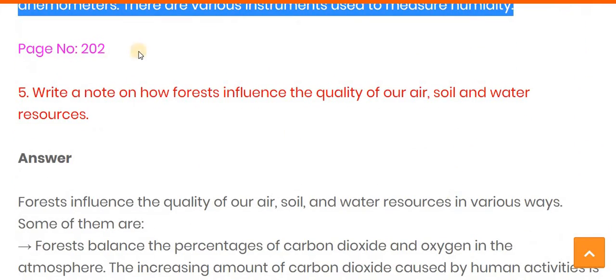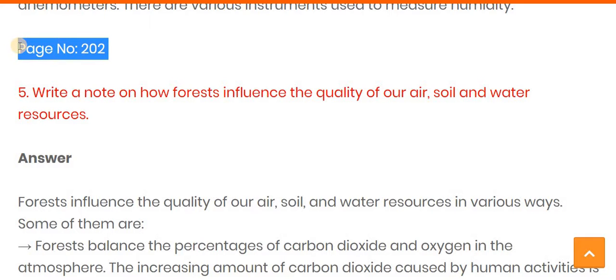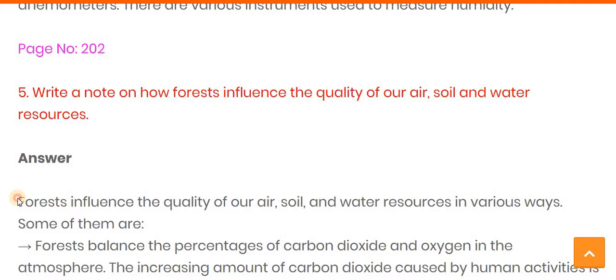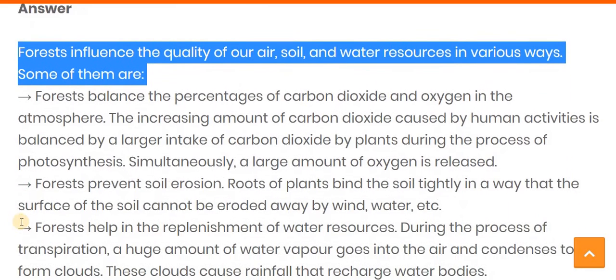Now let's move further. Page number 202, question number 5. Write a note on how forests influence the quality of our air, soil and water resources. Here we have to write down how the forest affects the air, soil and water resources. So the forest influences the quality of our air, soil and water resources in various ways. Those ways we have to mention in this answer.